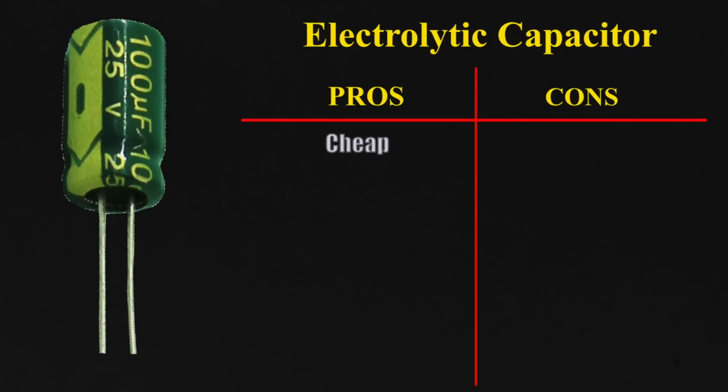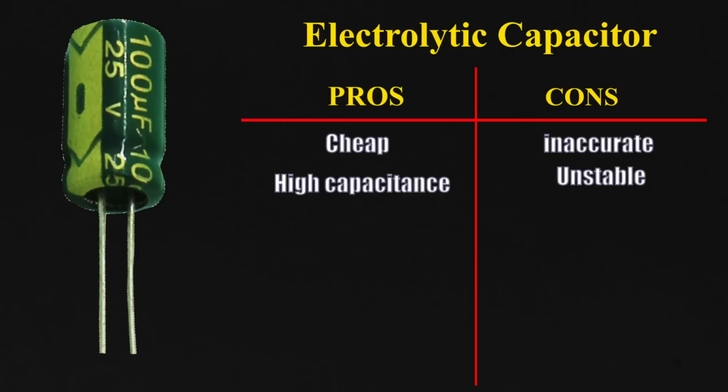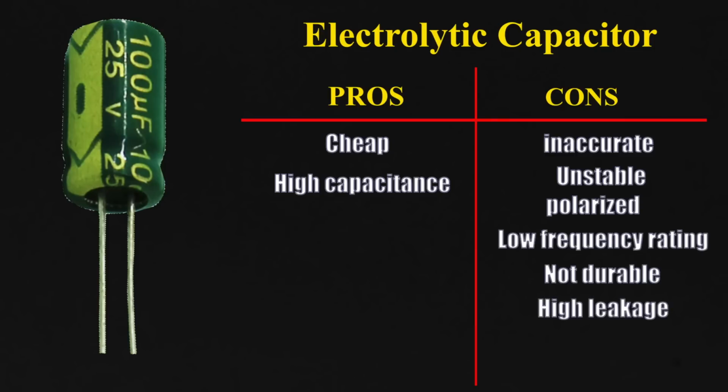Electrolytic capacitors are cheap, have a high capacitance, but on the other hand, they are inaccurate, unstable when the temperature changes, polarized, have a low frequency rating, are not durable, have high leakage, and have low voltage ratings. Yes, being polarized is one of the major disadvantages of electrolytic capacitors, because being polarized makes this type of capacitor inappropriate for some applications where the polarity of the voltage changes over time.